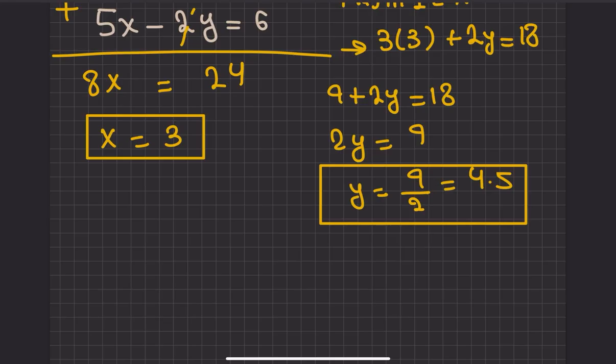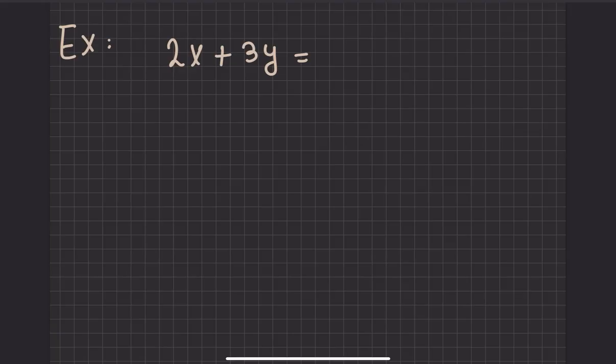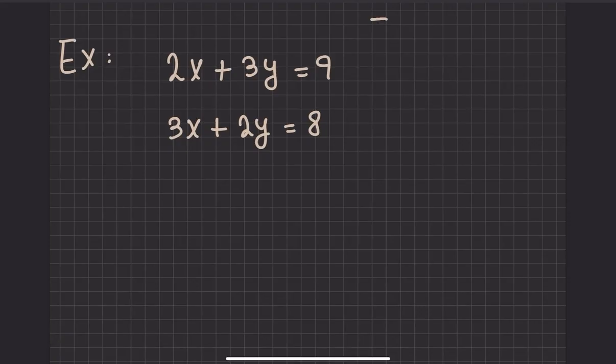The next example I'm going to explain to you is solving by elimination, but in this elimination method, you're going to use multiplication and subtraction. So this is the next example that we're going to solve together. It's 2x plus 3y equals 9, and 3x plus 2y equals 8. And we have to use elimination.